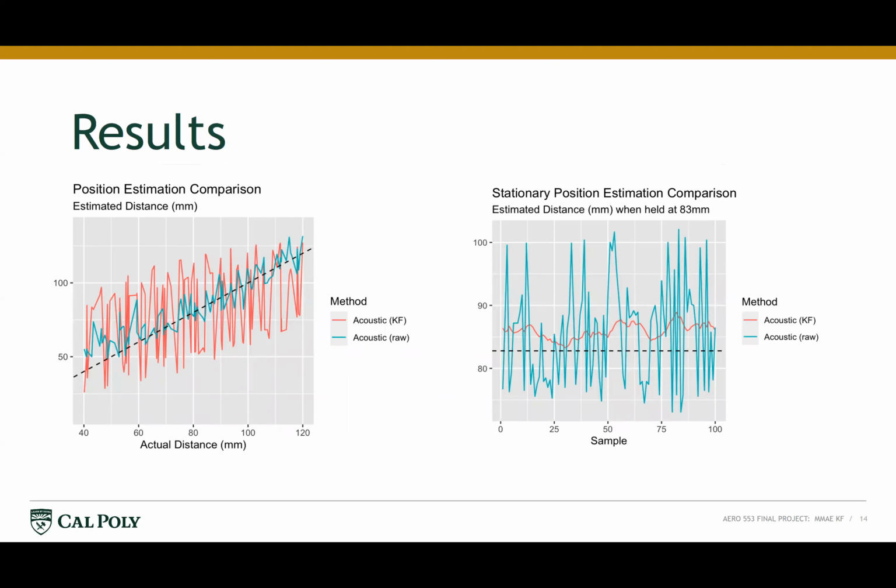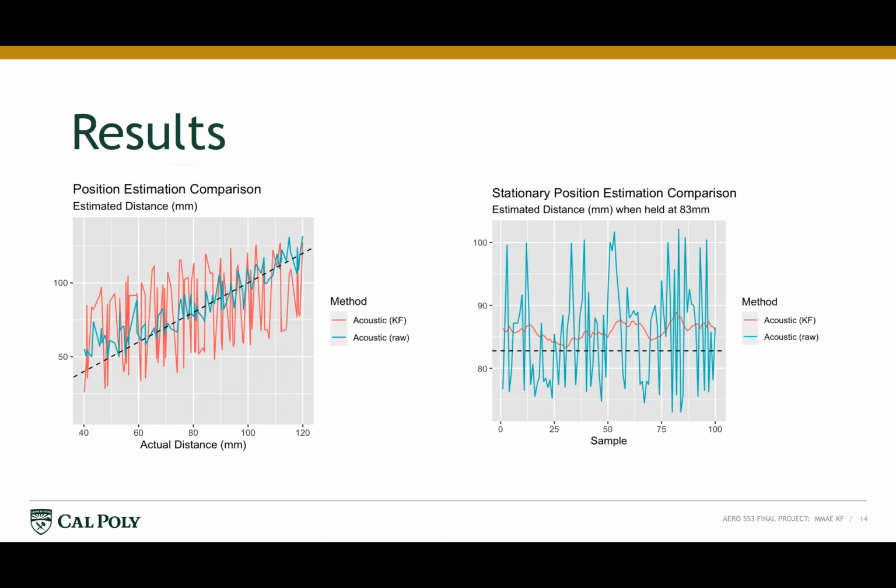However, on the right is a stationary position graph. We set the position at one point, didn't move it, and just took data over time. For that case, the Kalman filter is a lot more accurate. Notice there's still a little bit of an offset, but that's just a calibration issue.